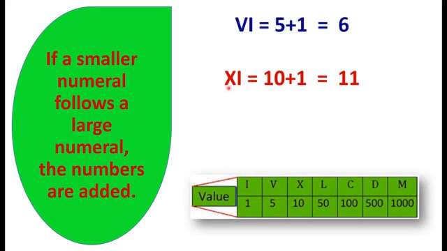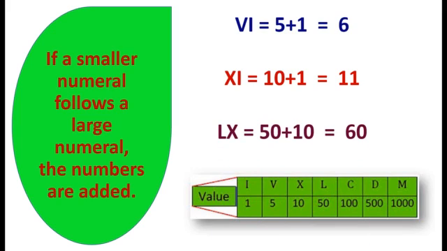Next question, XI. The value of X is 10 and the value of I is 1. So the smaller one is coming after the bigger one. That is why we are adding both the values, that is 10 plus 1, which is equal to 11. So this is your second rule, children.